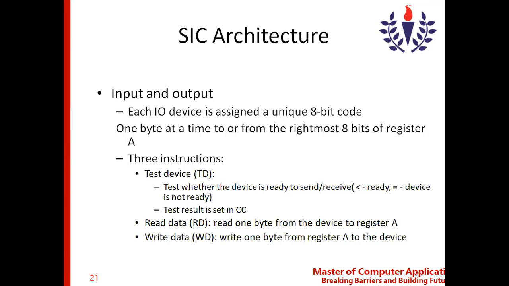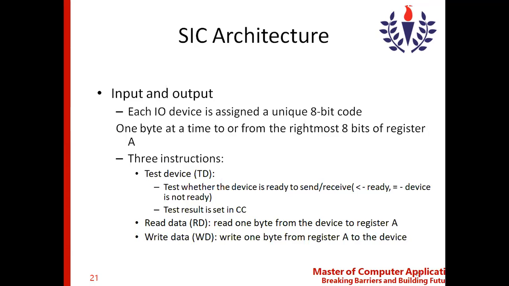How do we know whether it is ready or not? If the condition code has the value less than, then it is ready. If it has the value equal, then the device is not ready. Until the device is ready, we keep checking with the TD. We can put the TD in a loop so that if the condition code has the value equal, we keep on calling the TD so that it keeps checking the device. Once the condition code becomes less than, the device is ready, and then you can go ahead with either the input or the output operation. It is based on the result in the condition code.